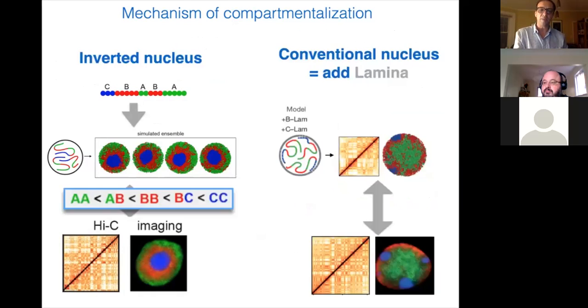But if I add lamina on the right part of this picture, then in the interactions of this heterochromatin, junk DNA, with the lamina, again being this matrix at the nuclear periphery, I can nicely reproduce conventional organization. So here is a model for the conventional nucleus. Again, with green in the center, red going now to the periphery, because you tether red and blue to the periphery. Not tether, but you impose attraction between them and the periphery, and that very much resembles what you see in the microscopy. And we also quantified similarity between Hi-C maps.